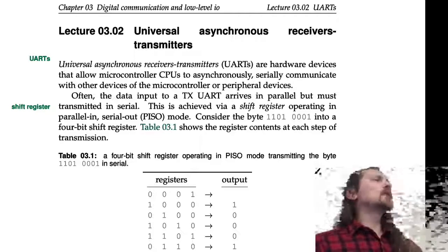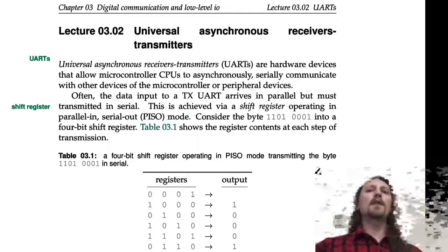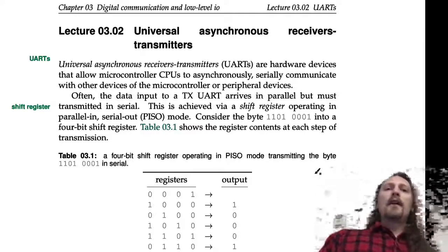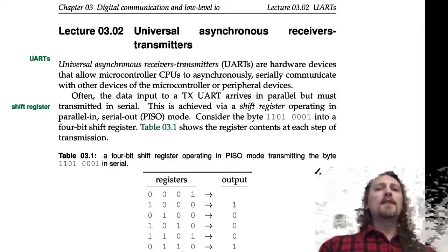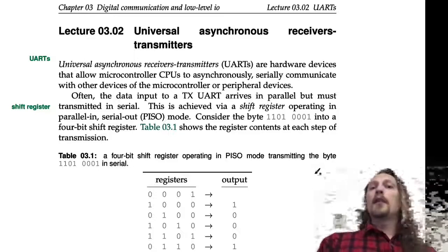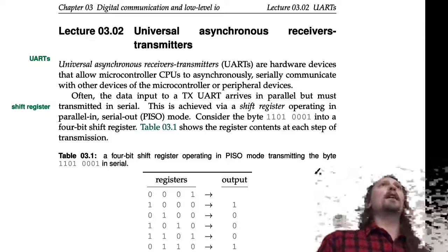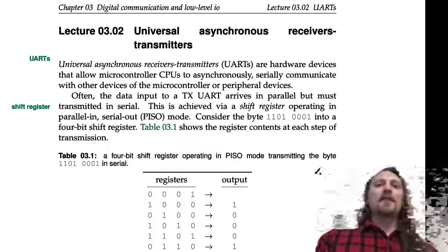Okay, lecture 3.2, Universal Asynchronous Receiver Transmitters, or UARTs. These are hardware devices that allow microcontroller CPUs to asynchronously, serially communicate with other devices of the microcontroller or peripheral devices. So that's specifically what we're using them for. They're actually used more broadly, but in embedded computing, that's what UARTs are for.